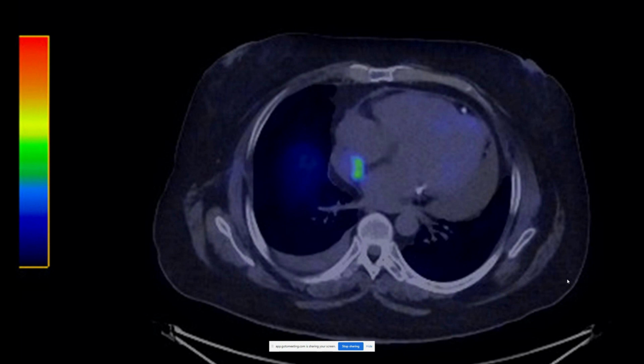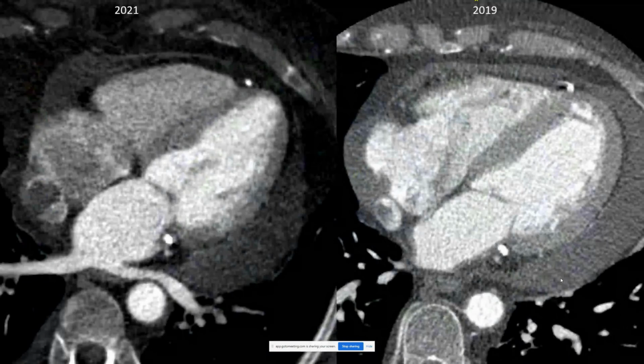Could it be a paraganglioma? So that was my thought. I thought, hey, I think this is a paraganglioma. So I suggested that they do a dotatate PET CT.